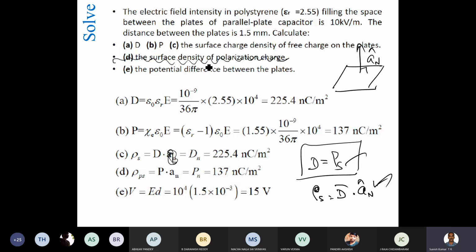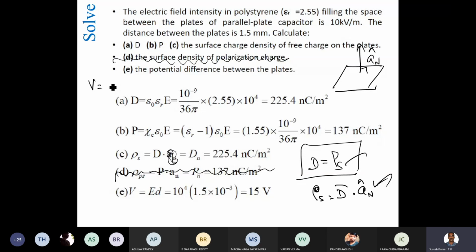Then the fourth one, the surface density of polarization charge. I will skip this. It's quite simple, but I don't want to get into that discussion. We won't get questions based on that. So finally, the potential difference between the plates. V equal to the potential difference between the plates.